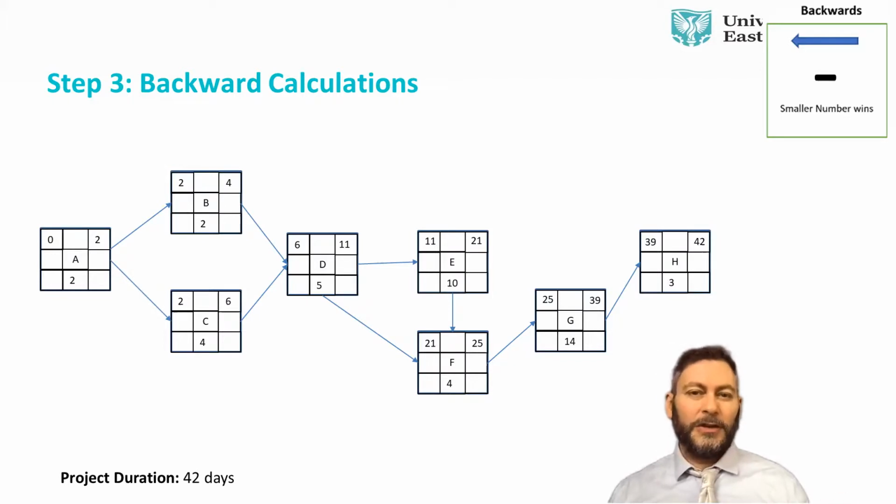So it's opposite really to what we did with the forward calculation. So when we did forward, we were adding and looking for the bigger number. When we're going backward, we're subtracting and going with the smaller number. And let's see how that works. So we start with the first thing.